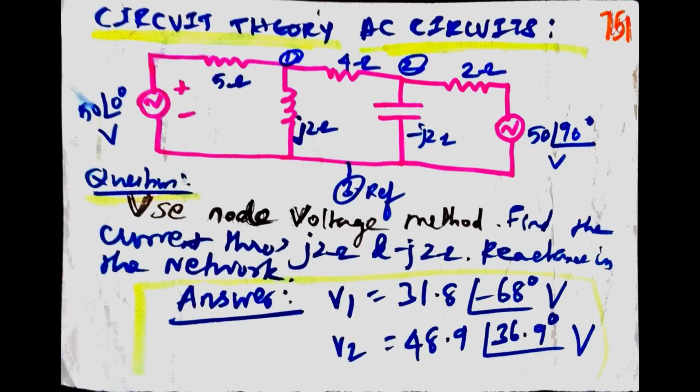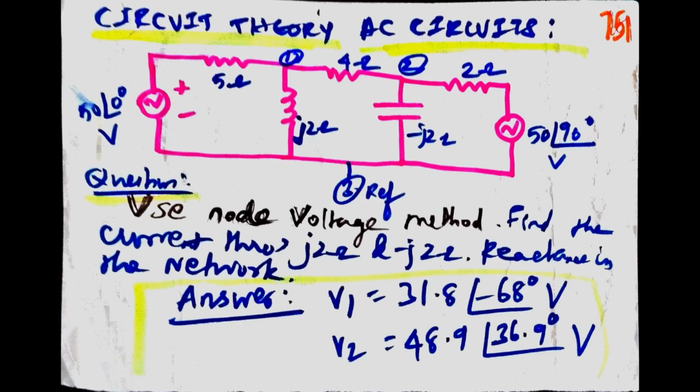Circuit theory, AC circuit. Circuit shown in figure. Put node 1, node 2, and node 3 as the reference point. Node 1 node voltage is capital V1. Node 2 node voltage is capital V2. Supply is 50 angle of 0 degree and 50 angle of 90 degree.